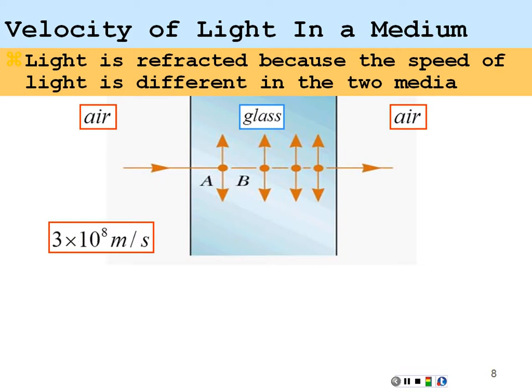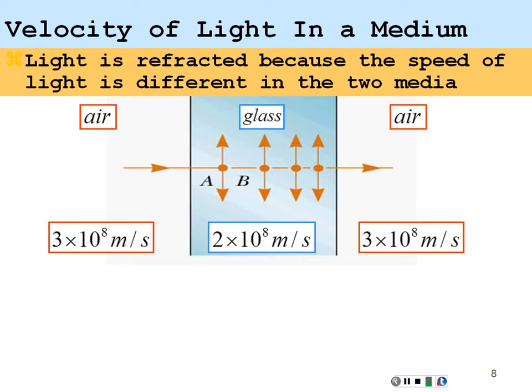So the speed of light in air is 3 times 10 to the 8 meters per second. In glass, it's 2 times 10 to the 8 meters per second. And the air is 3 times 10 to the 8 meters per second again. So it moves about 2/3 the speed in glass.